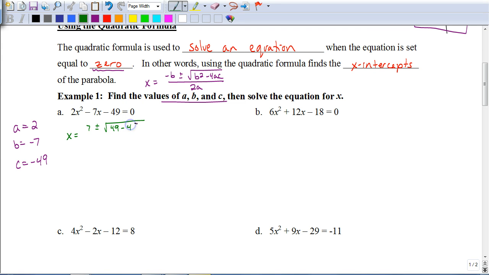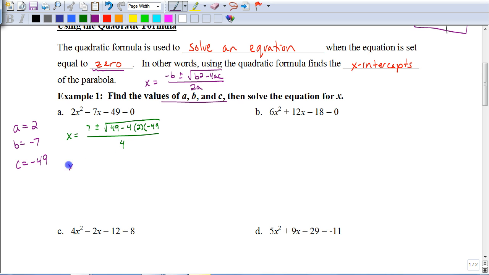Then it's minus 4 times a, which is 2, and c is a negative 49. This whole thing is going to be divided by 2 times a. And this also you can simplify, because a is 2 as well, so 2 times 2 is 4. And now we're going to simplify this.